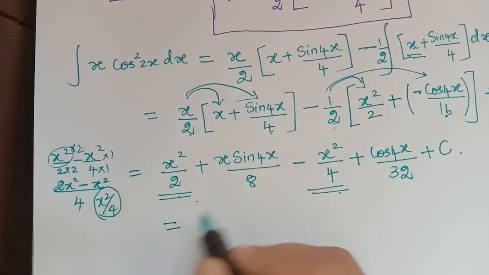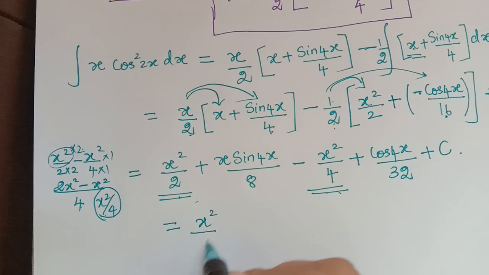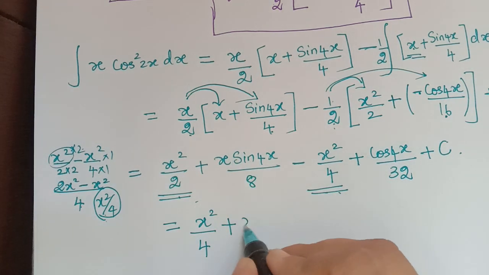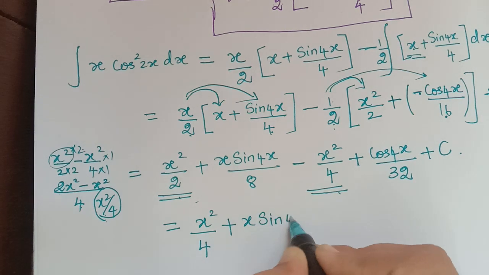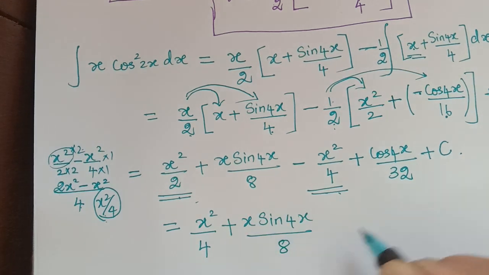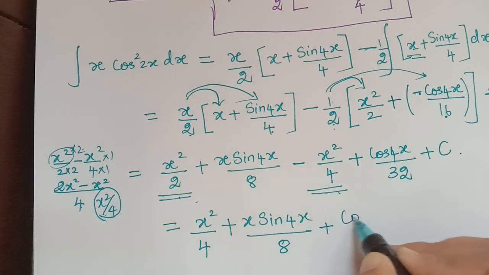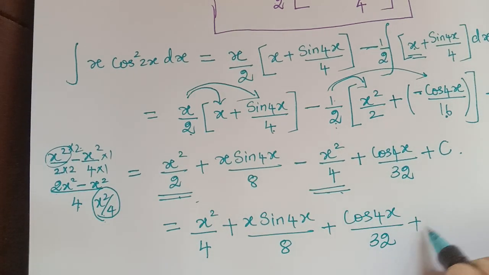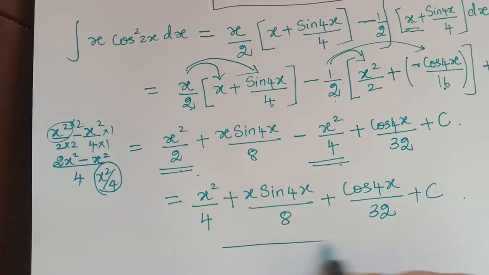So that is equal to x squared by 4 plus, and here we have x sine 4x divided by 8, and then plus cos 4x divided by 32 plus c. So this is the answer that we obtain.